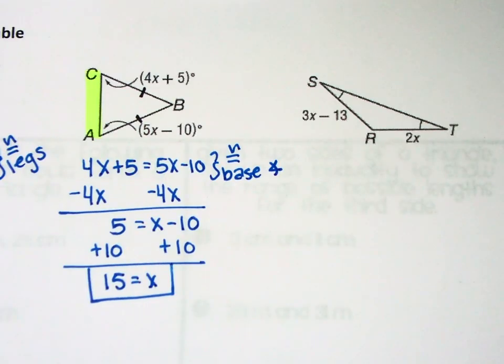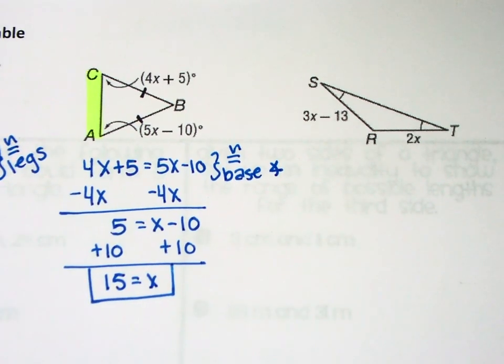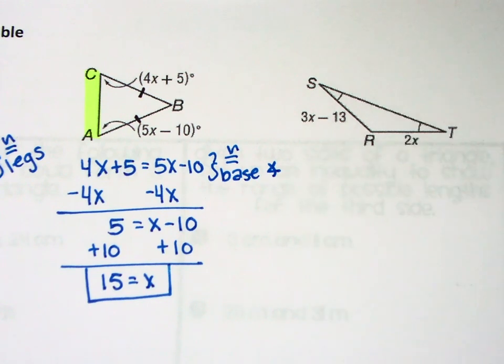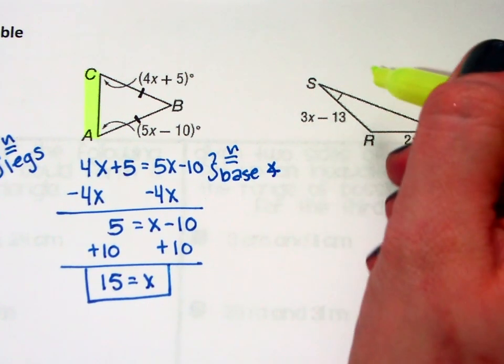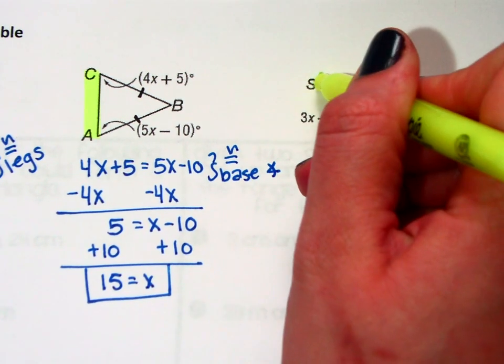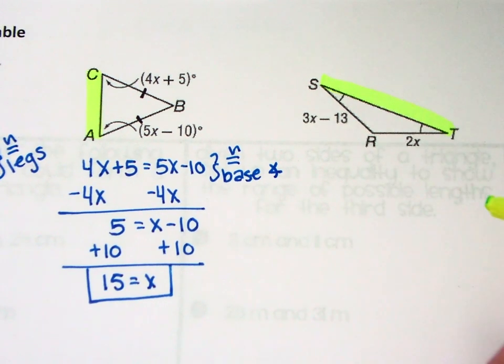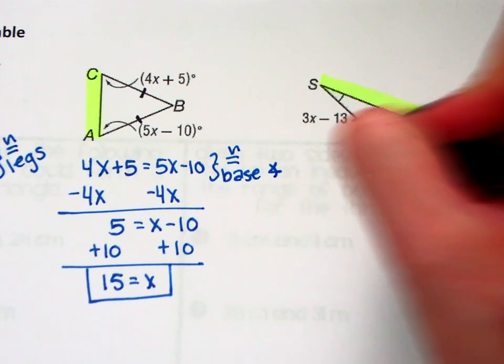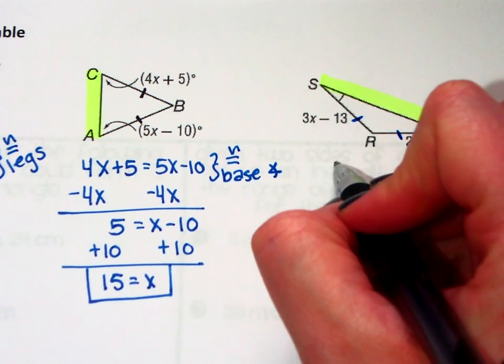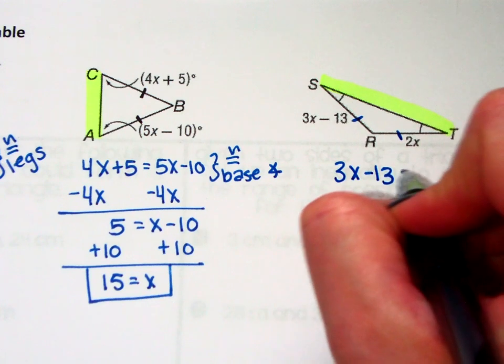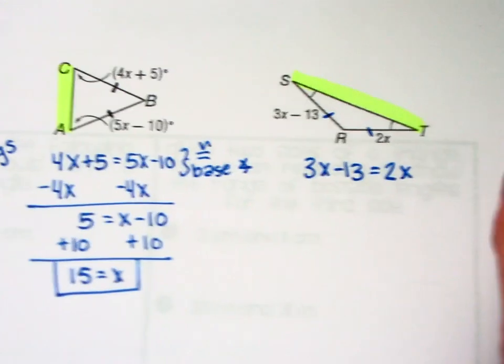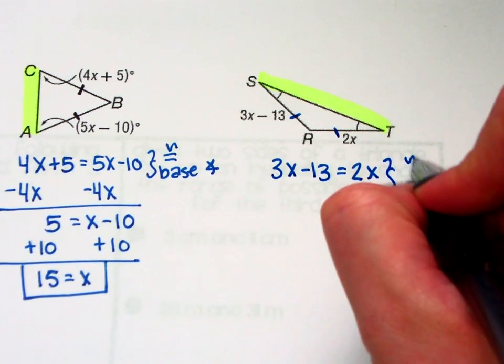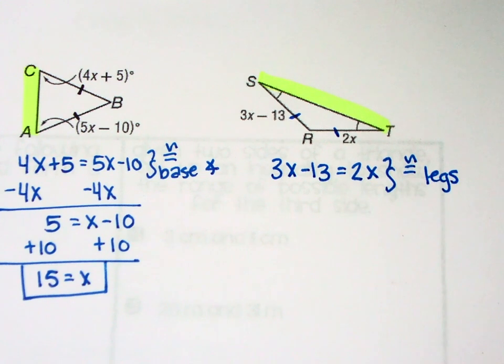Let's try the third example. On the third example, I have angle S and T congruent to each other, which is key to let me know that those are base angles, which means this side must be the base. If ST is the base, that makes the other two sides the legs. So that means I'm going to go ahead and set those two equal to each other. 3x minus 13 equals 2x. And over here for my reason, I'm just going to put congruent legs, just as a little reminder as to how I know that those are equal.